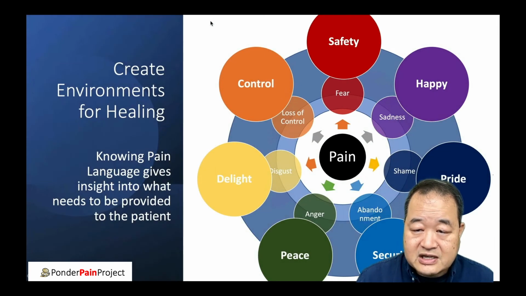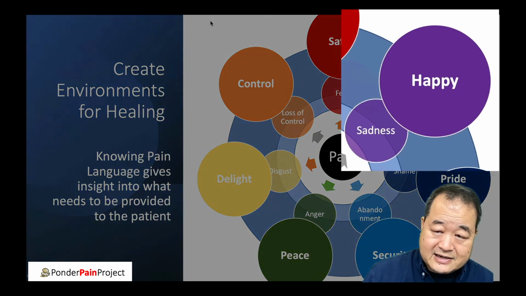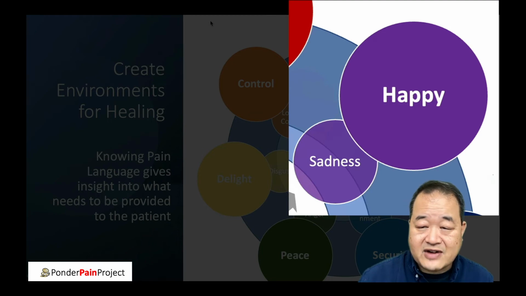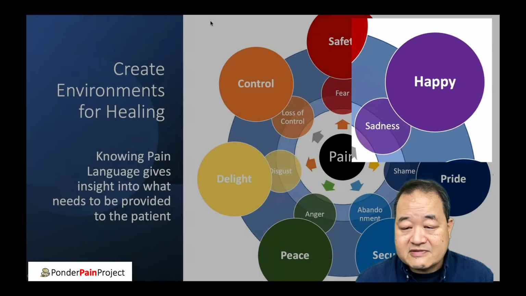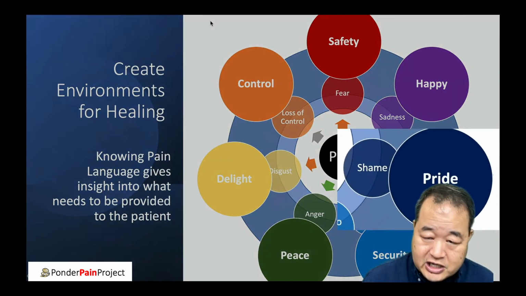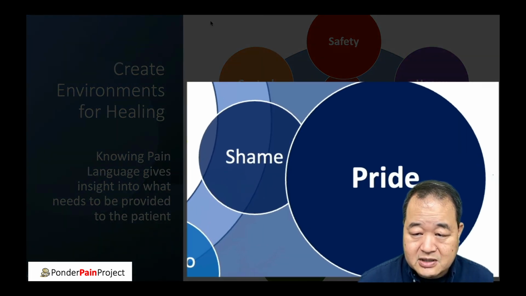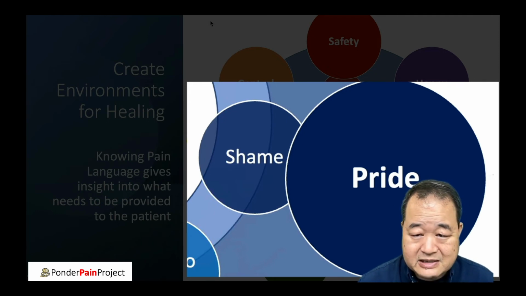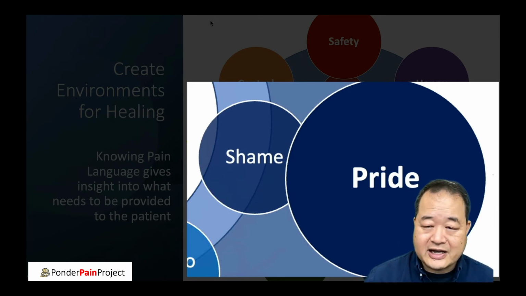If someone is really saying that they're sad, then you should be providing an environment and a context that provides joy and happiness. If someone is feeling a sense of shame when they're talking about pain, say they've been abused, say they've been traumatized, and when they talk about their pelvic pain there's really a shame that's underlying that.